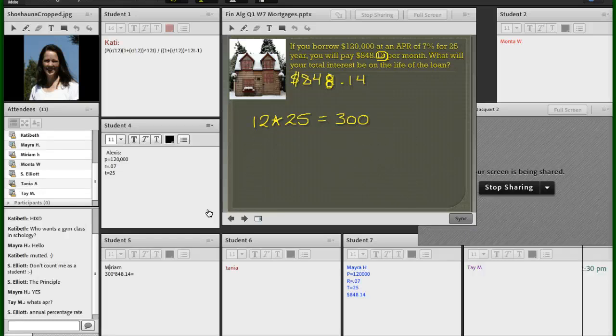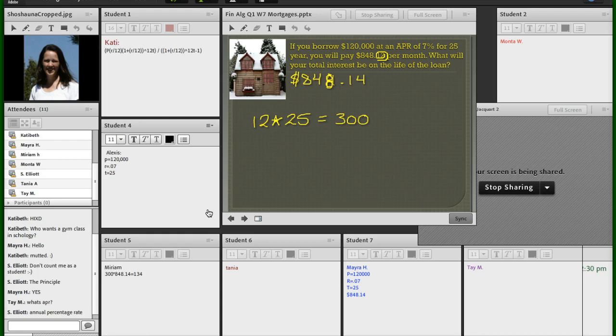I haven't even read the problem yet. Oh, she's just finding numbers. She doesn't know what to do with them. I love that. That's what I do too when I see problems in numbers. I'm just doing numbers. $20,000 at annual percentage rate. I like Miriam's answer, 10%. 25 years. It's gonna bug me. You will pay $848.12 per month.